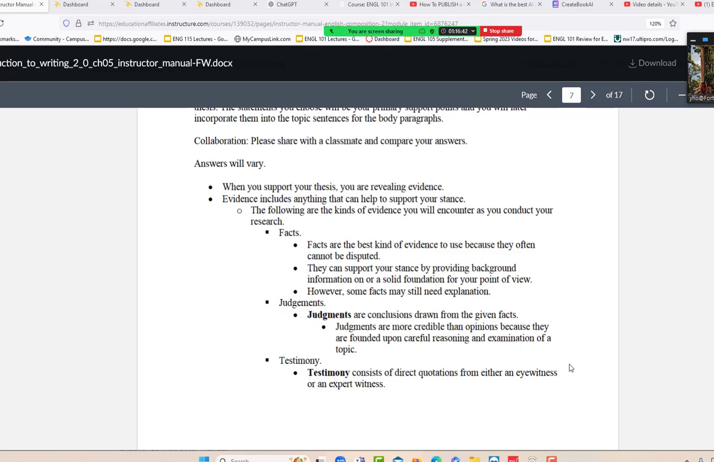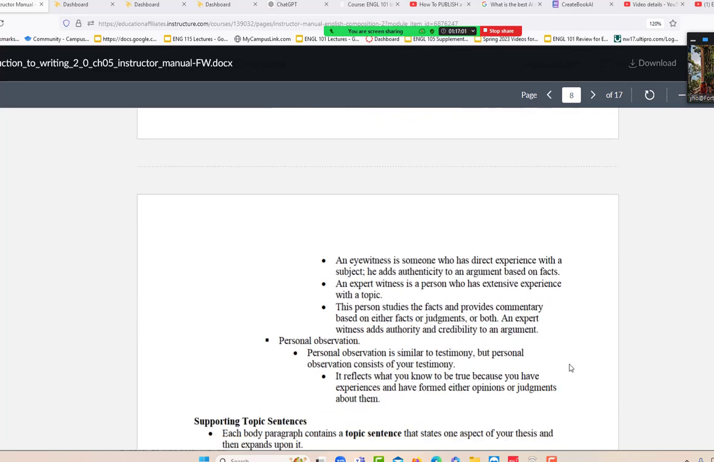Judgments are conclusions drawn from the given facts. Judgments are more credible than opinions because they are founded upon careful reasoning and examination of a topic. Testimony. Testimony consists of direct quotations from either an eyewitness or an expert witness.